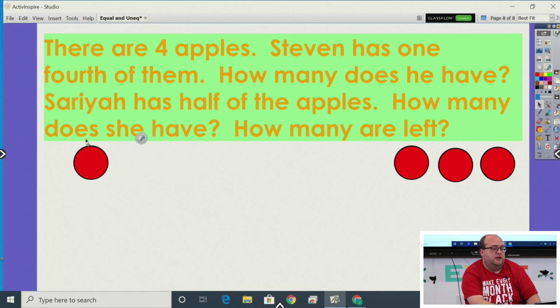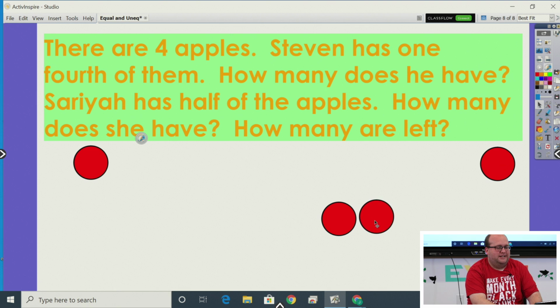We know that's 1. Now I added, Soraya has half of the apples. How many does she have? Well, we have 4. What's half of 4? I know you said 2. So here's Soraya's. She's got 2 apples here. How many apples are left? 1. I might eat that apple.